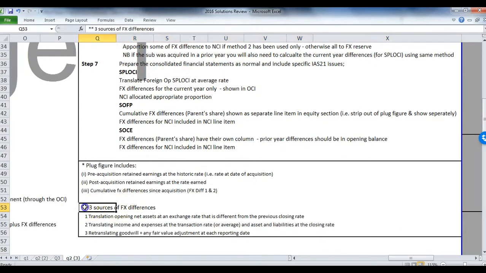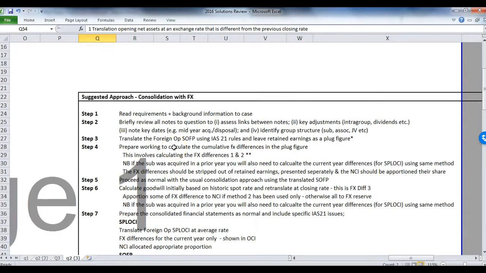There will be 3 sources of foreign exchange differences: due to net assets, due to income and expenses, and also the retranslation of goodwill. This part will focus on 1 and 2, the net assets and the income and expenditure. So we will calculate what the FX differences for 1 and 2 are. It's very important there that you identify when the subsidiary was purchased. If you purchased a subsidiary in a prior year, you will have prior year and current year foreign exchange differences. That will be important if you prepare a statement of profit and loss and other comprehensive income.